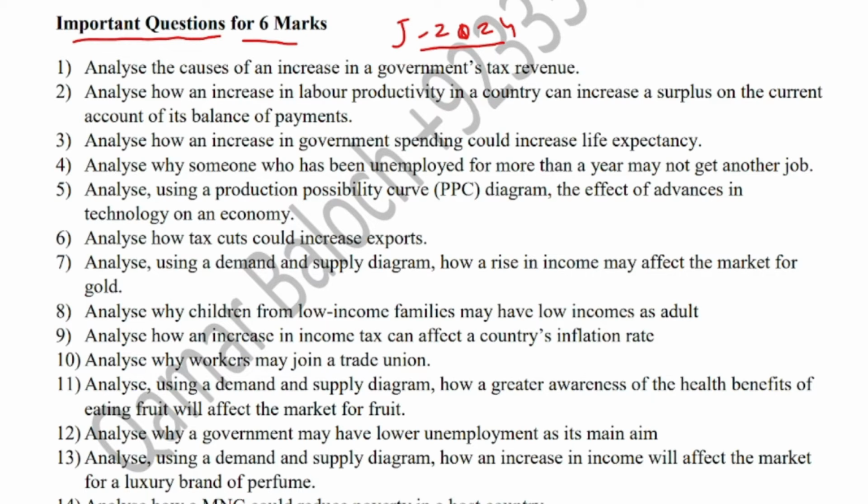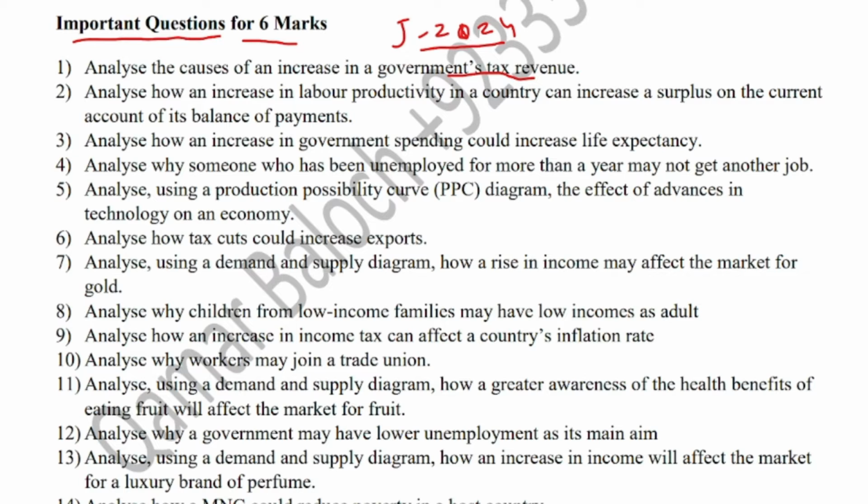And question number 1 for 6 marks is: analyze the causes of an increase in government tax revenue. So what causes an increase in government tax revenue? One can be an increase in economic activity in the country. If there is greater economic activity and economic growth, then the government will get more tax revenue in 2 ways. Number 1, it will get tax revenue from the salaries of the workers, and it will also get tax revenue from the income or profit of the businesses.